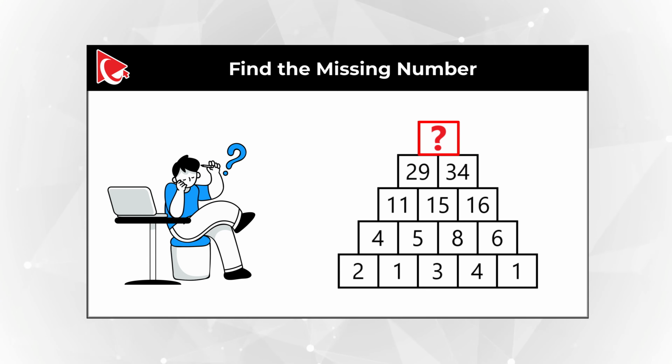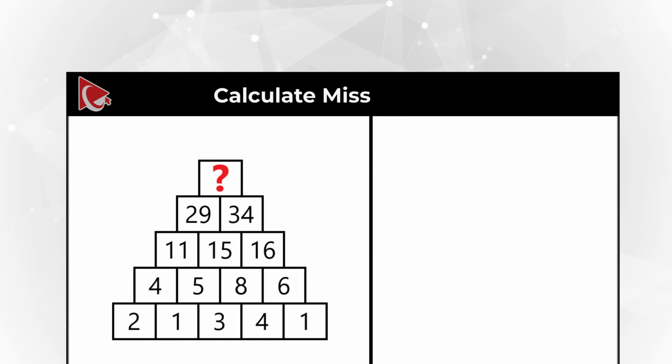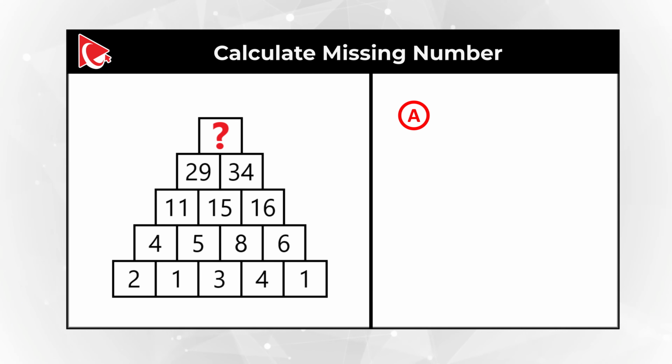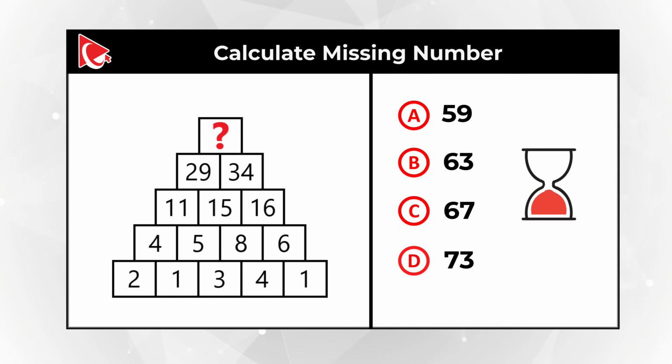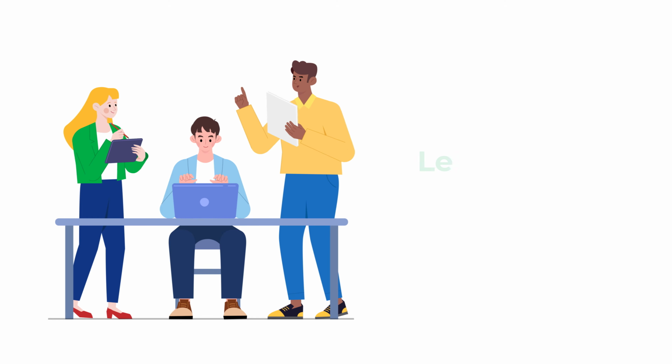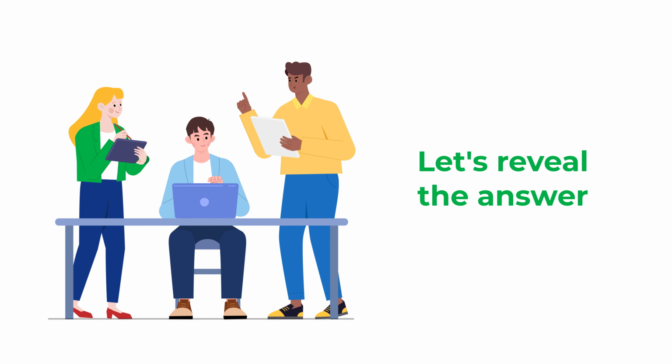You need to calculate the missing number, which is in the top row. And you have 4 different choices. Choice A, 59. Choice B, 63. Choice C, 67. And then choice D, 73. Give yourself a little bit of time, maybe 10 to 15 seconds, maybe a little bit longer, to see if you can answer this question. Did you solve it? Was it hard for you? Let's move forward and I'll share with you my solution.